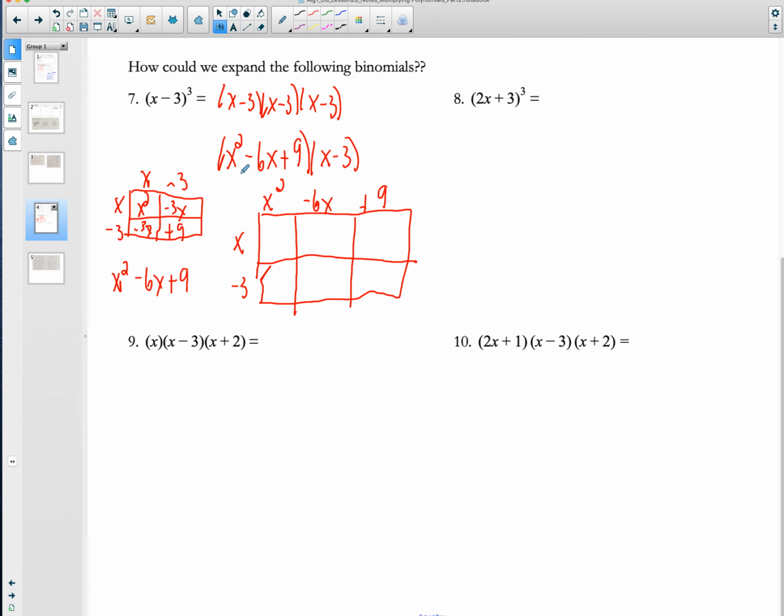So I wanted to show you that setup and how you go through it. You can see number 8 is very similar. And then I'm going to jump down here to 10. Notice on 10, when we have 3 binomials, you have to multiply the first 2 binomials together, just like we did here, get a trinomial, and then multiply times x plus 2.